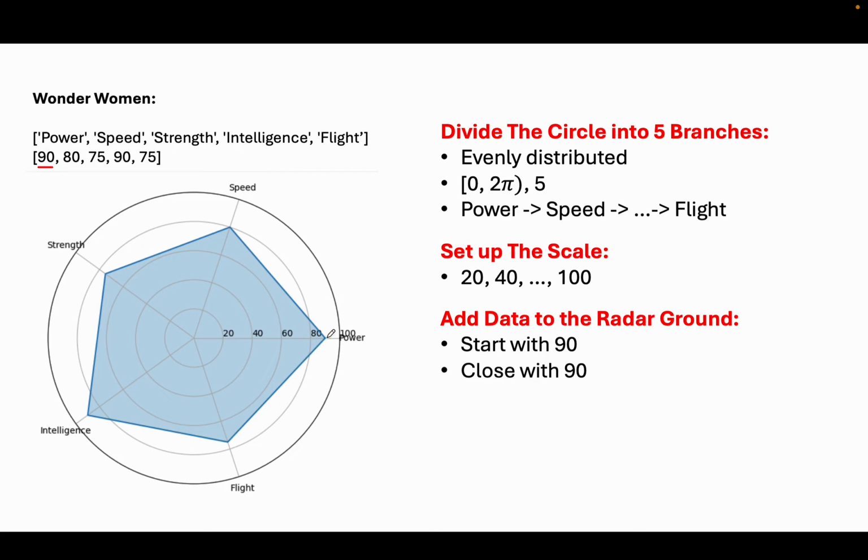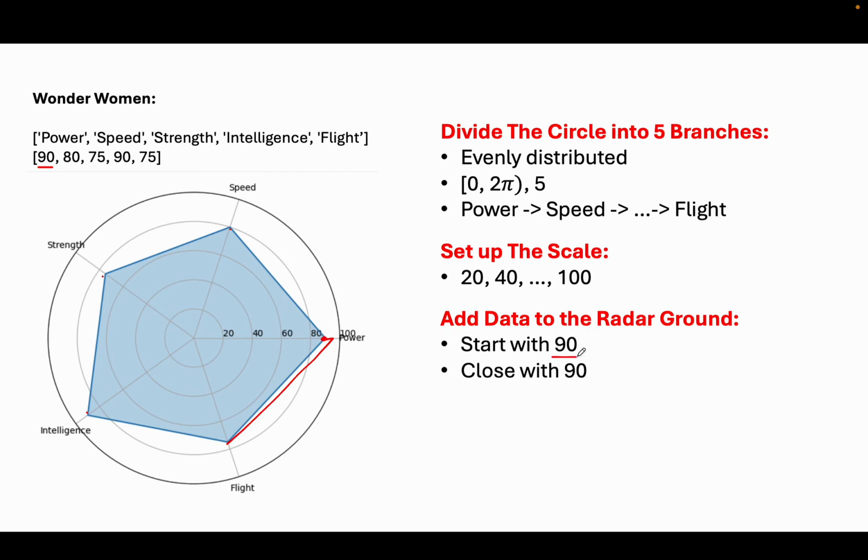When you draw the radar, let's say we start with power. This is our first element in the sequence: power, speed, strength, intelligence, flight, and then we're gonna close that back to power. So this is how we draw this radar map. We start with the power, go to the speed, go to the strength, go to the intelligence, go to the flight, and then we're gonna go back to power. So that is how you add the data to this foundation.